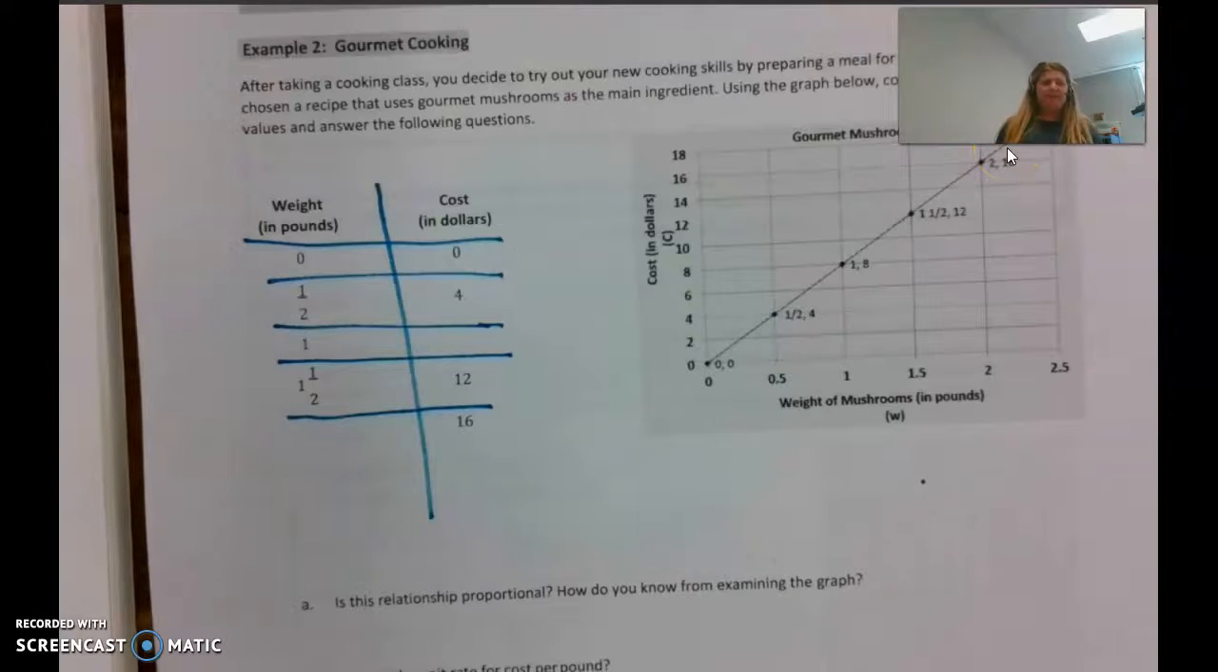Okay, here's our next situation. This is gourmet cooking. After taking a cooking class, you decide to try out your new cooking skills by preparing a meal for your family.